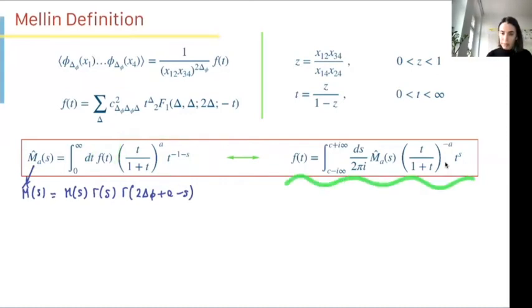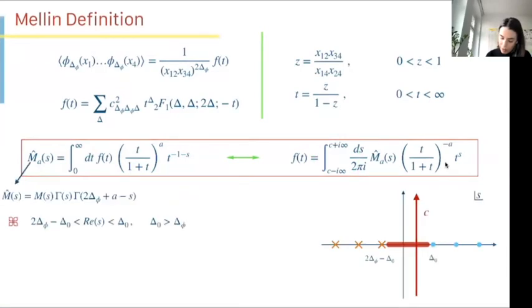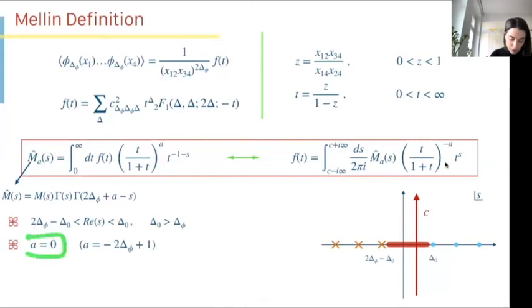And then we have our anti-Mellin, which is taken on a particular contour, and this contour needs to separate these two semi-infinite sequences of poles. It always needs to display this property, and of course needs to be inside the region of convergence. In this particular case, it's between 2 delta phi minus delta 0 and delta 0 for the real part of s, where delta 0 is the lightest exchanged operator in the theory. In particular, here you don't see any dependence on a because a is fixed to 0.